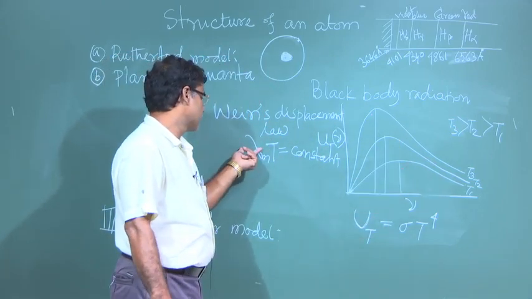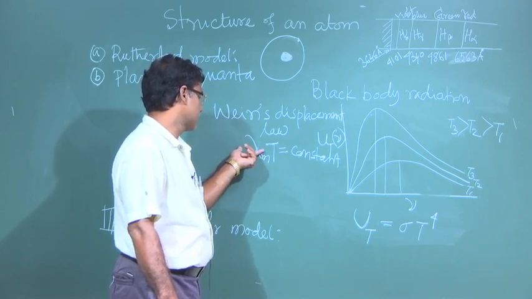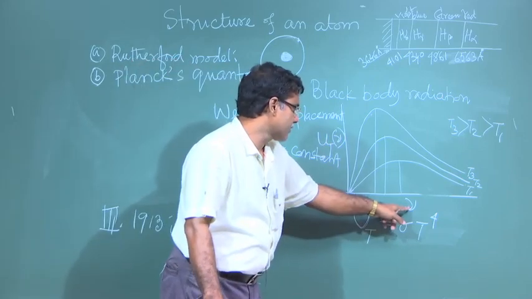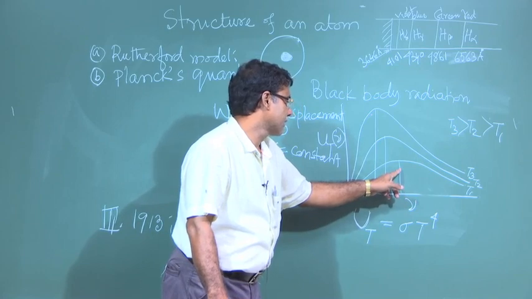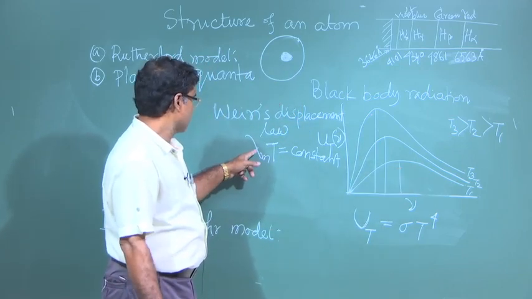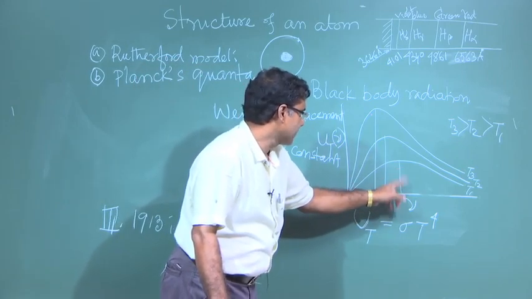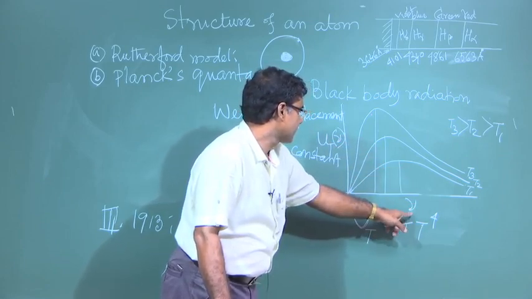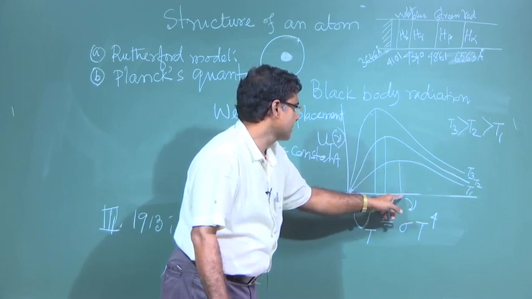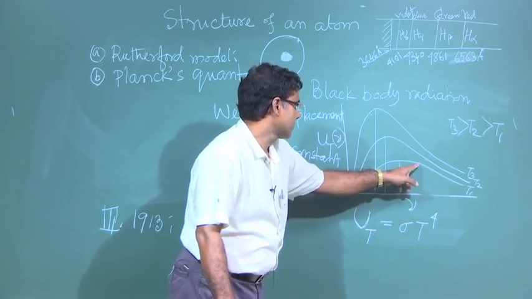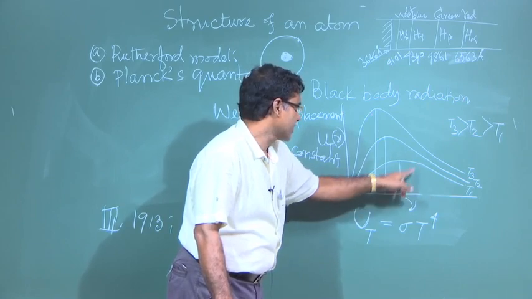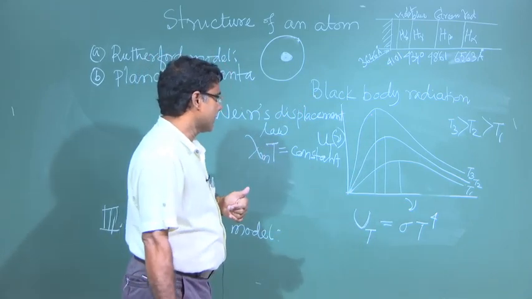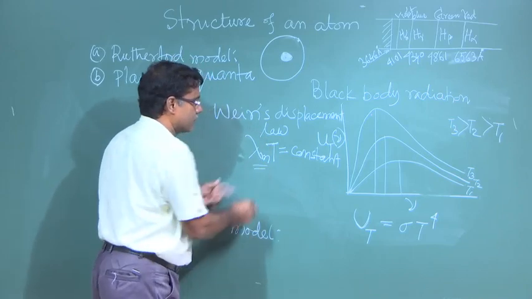So lambda m becomes higher at lower temperature, okay. Just the opposite for frequency: nu m, the frequency of maximum intensity or density, is higher at higher temperature. So this nu is C by lambda m, and one can convert to nu.